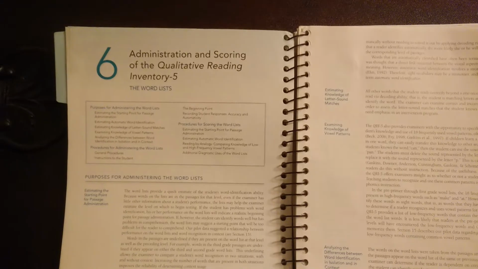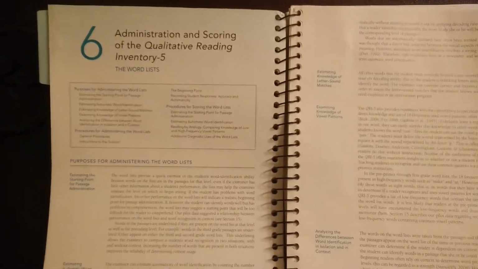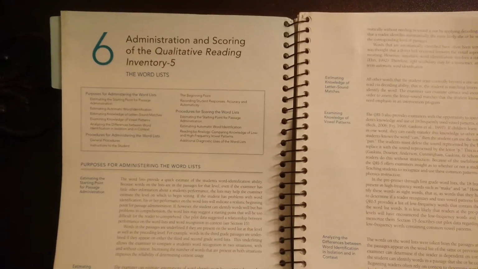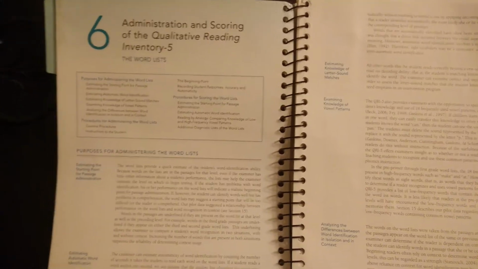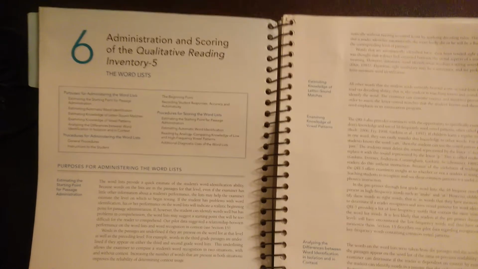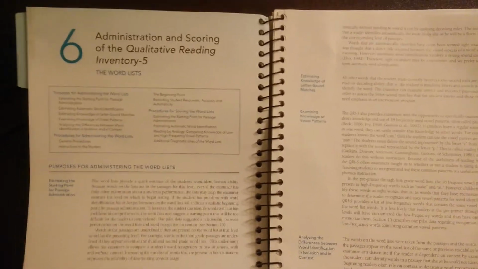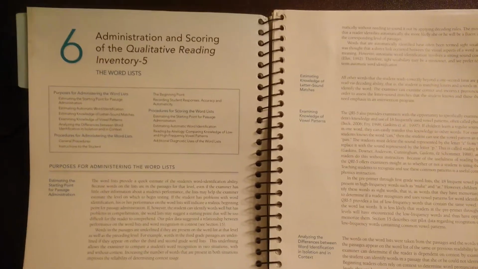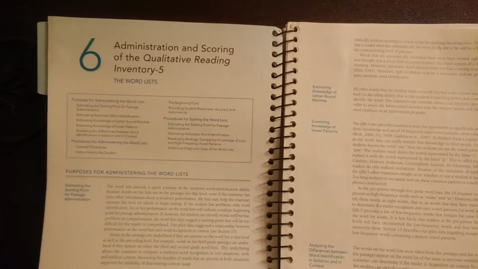The second important purpose of the word list is giving you a starting point for your passages, which is the second part of the assessment. So this gives you an estimate of where to start with those passages, and so that's why we're all going to begin with the word list, no matter our student's grade level or reading ability, because this is a good place to begin in learning about your student's reading performance.